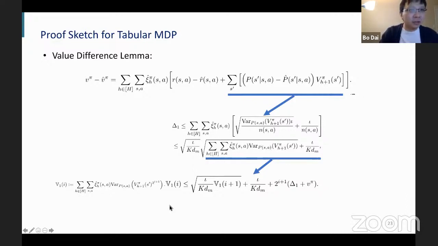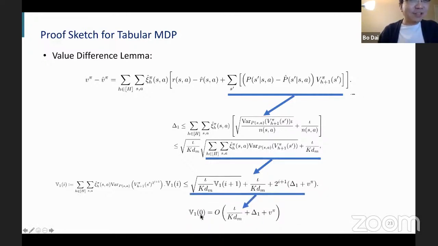Okay, and then if we set i equal to 0, it is exactly this term. But we want V1 at 0, and we notice there's a recursion relationship like this: V1 at i is smaller than or equal to the square root of some constant times V1 at i plus 1. That's what we call the recursion structure in the variance term. With respect to this recursion, we can solve it and eventually get that V1 at 0 is in this order. Okay, I know this is tedious, and before I move to the next slide, any questions about this part?